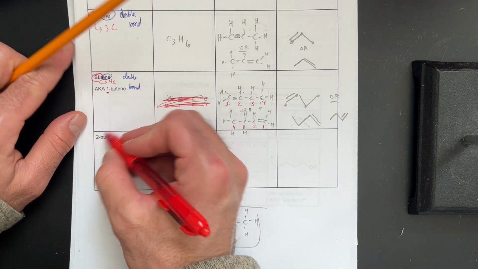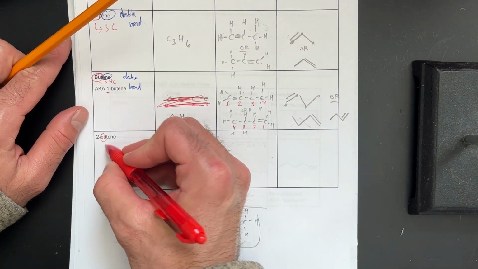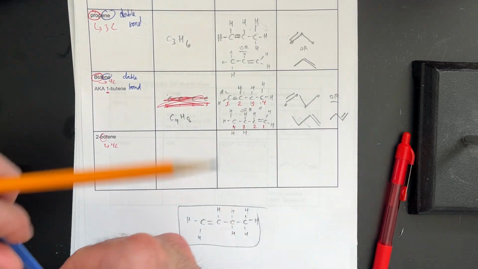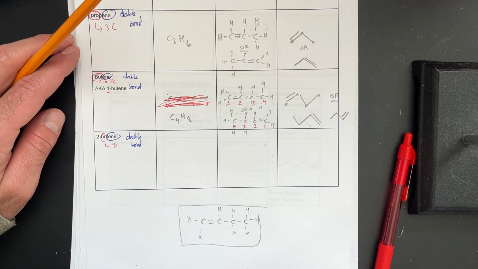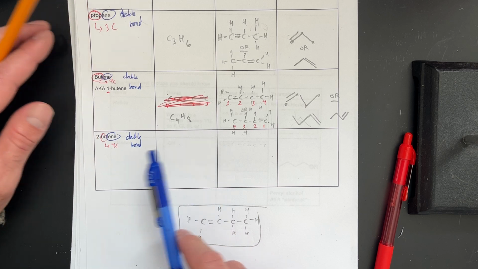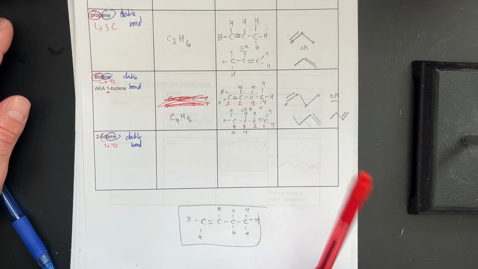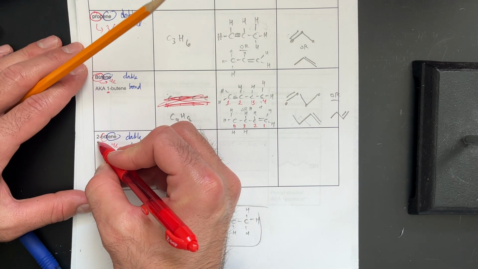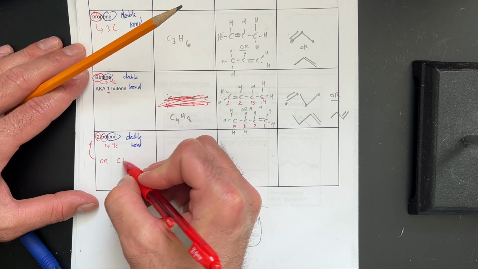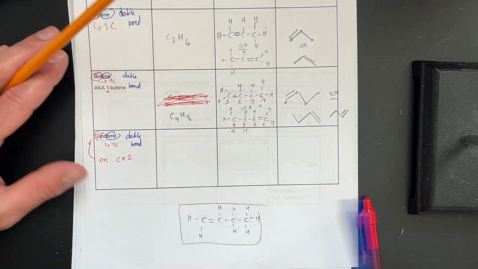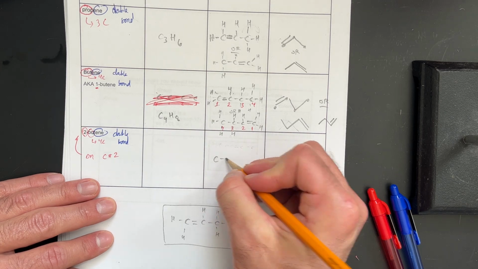And so 2-butene, right, what we can see is it's the same thing as before. 4 carbons, we have a double bond. But now the double bond is gonna be on the second carbon. So on carbon number 2, we're gonna put the double bond. And so here we can draw that.